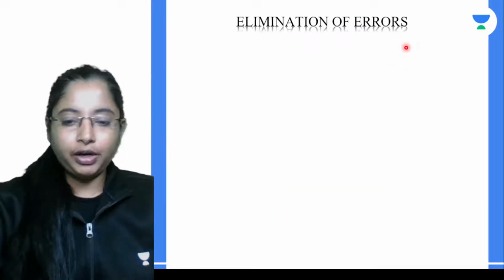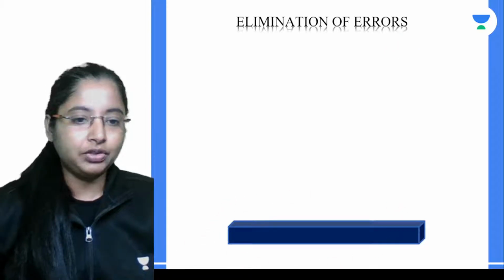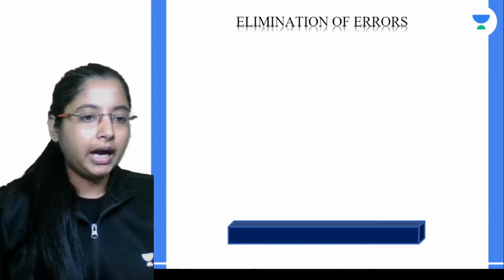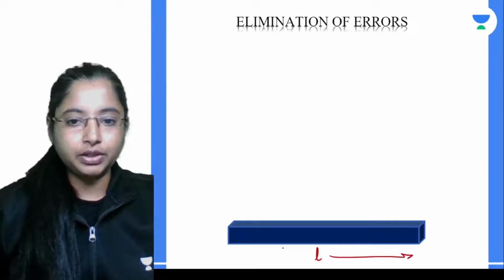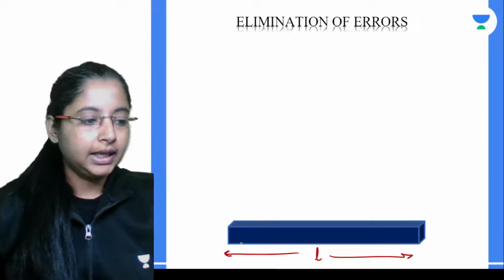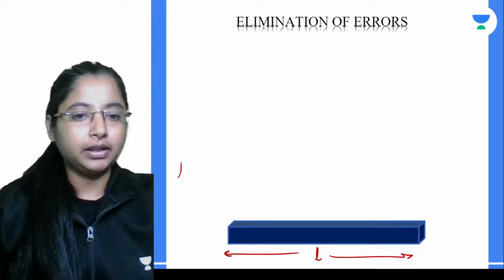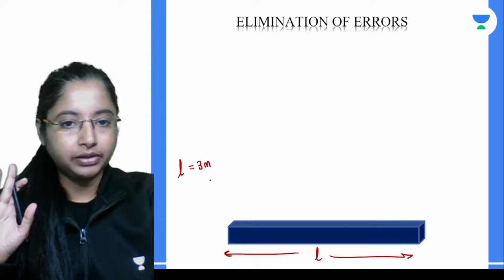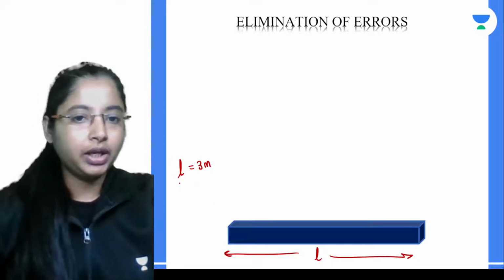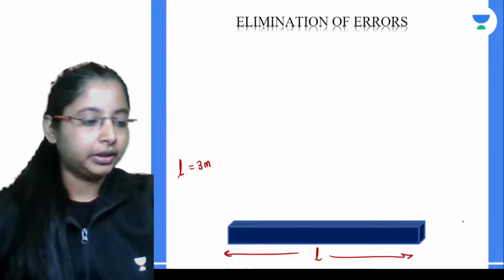Now for example, let's say we have this rod over here. Our idea in this case is to find the length of this particular rod. Let's say the actual length is 3 meters. For example, the actual length is 3 meters. We don't know this, but we are trying to measure it.